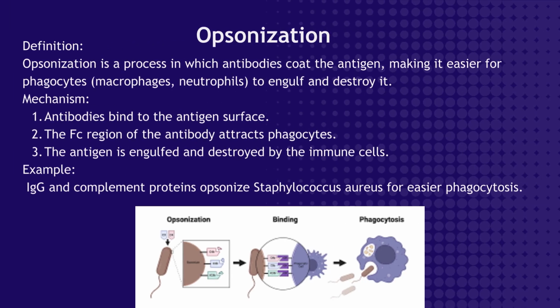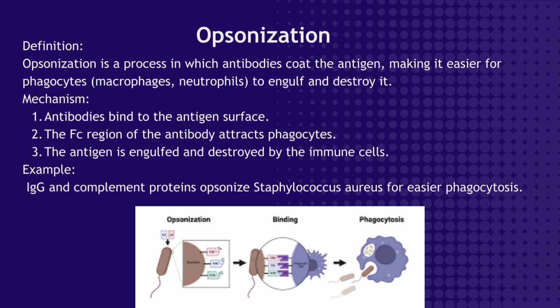Opsonization definition: Opsonization is a process in which antibodies coat the antigen, making it easier for phagocytes, macrophages, neutrophils to engulf and destroy it. Mechanism: antibodies bind to the antigen surface.